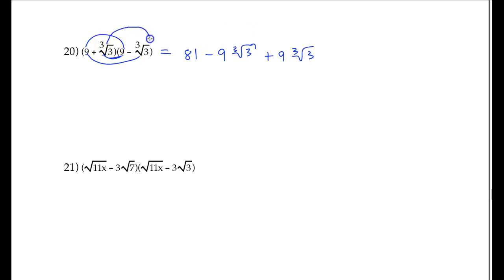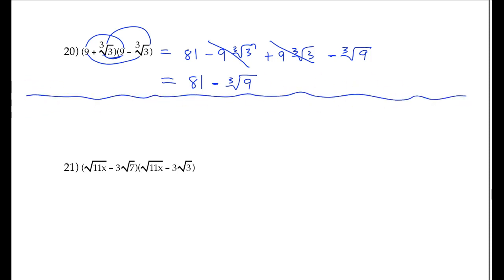And then the last would be here, which would be minus, because a positive times a negative is a negative. And this will be cube root of 3 times 3, which would just be cube root of 9. And so here the two middle terms cancel again, and you just have 81 minus cube root of 9. Now, if you did this the shortcut way, this is what it would look like.